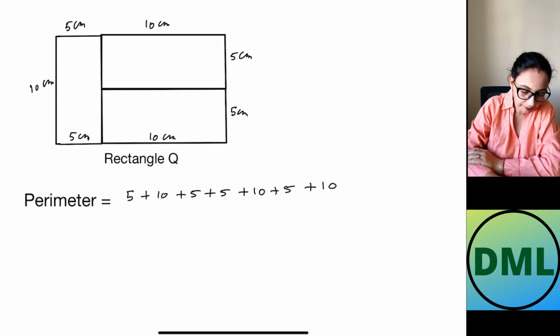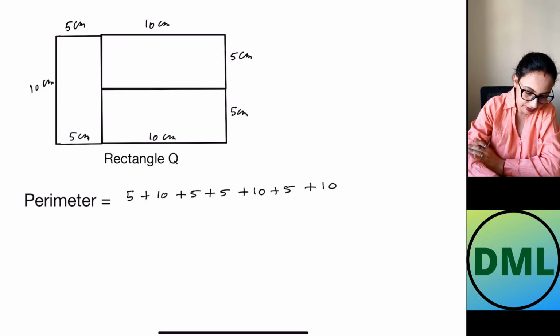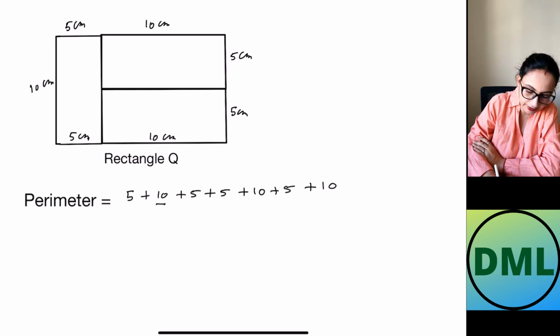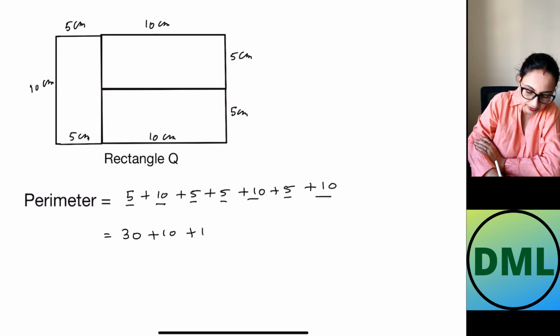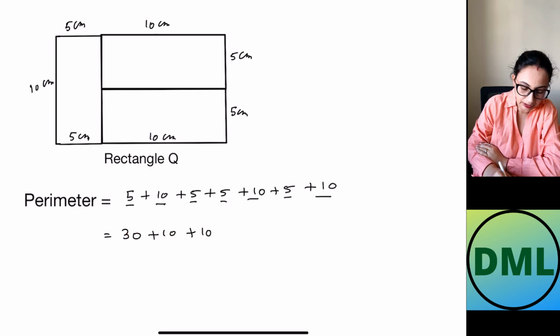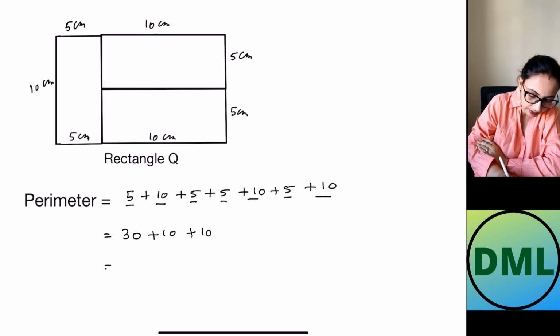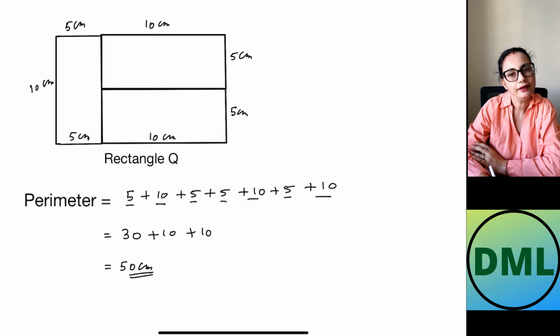Did I add all of them? 5 plus 10 plus 5 plus 5 plus 10 plus 5 plus 10. I need to add all of them. Let's add it. So 10 is adding 3 times. So it will be 30. 5 is adding 2 times, which is 10. 5 is adding 2 times, it is 10. 30 plus 10 plus 10. 30 plus 10 is 40. 40 plus 10 is 50. Let's write down the answer here. This will be 50 centimeter, the perimeter of rectangle Q.